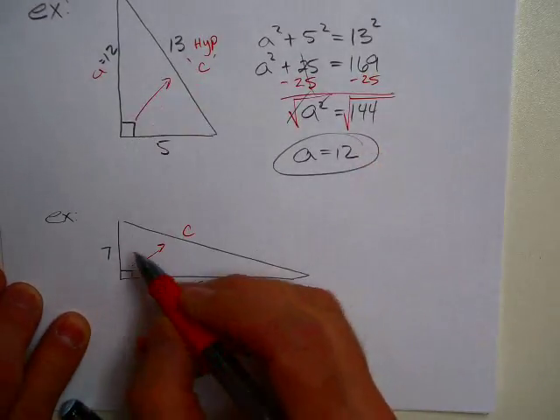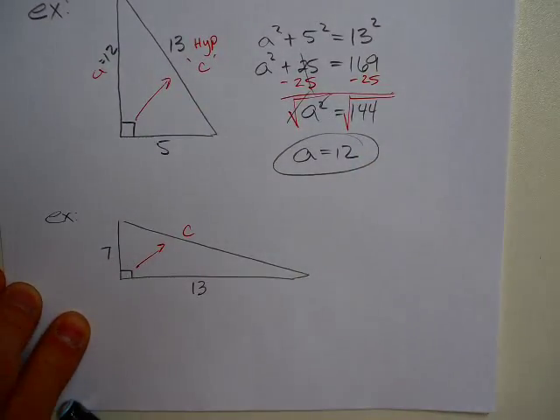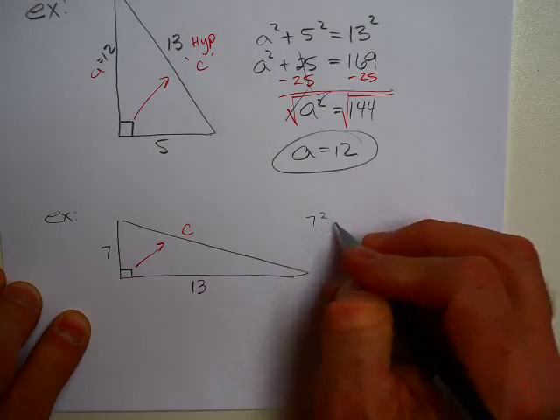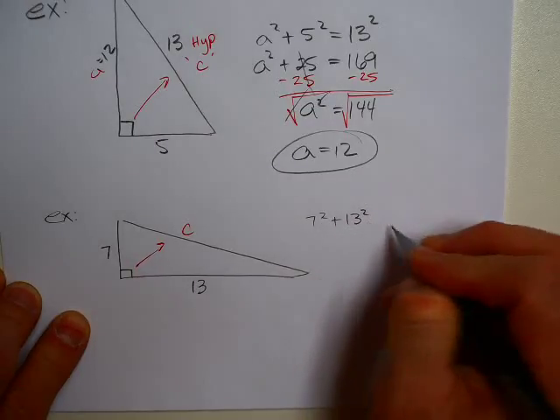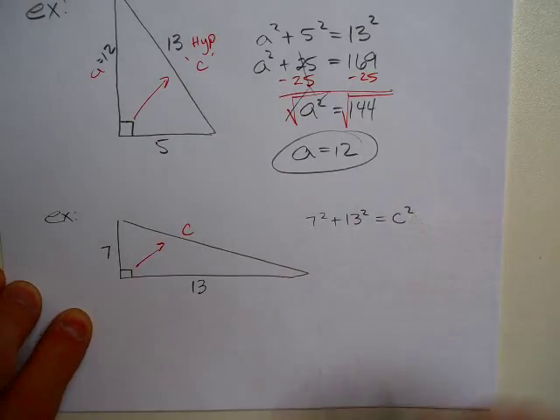So we're going to square these two and find the sum. So this is going to be 7 squared plus 13 squared equals C squared.